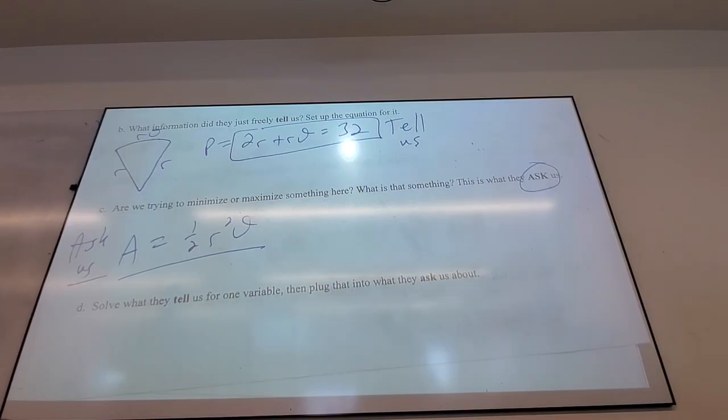What's the perimeter a function of? What variables are involved in the perimeter? R and theta. What variables are involved in the area? R and theta. So I could use what they tell us. Which variable would you like to solve for in the perimeter? You could solve for R. Theta looks easier. To be honest, Paola, R is not that hard to solve for either.